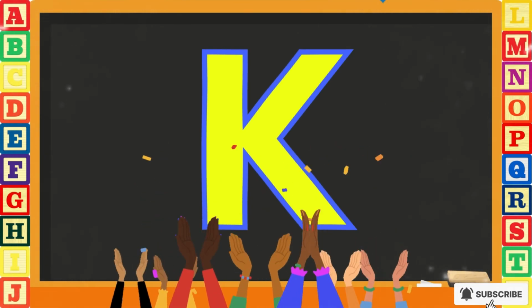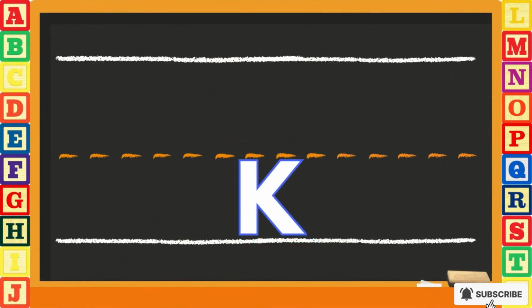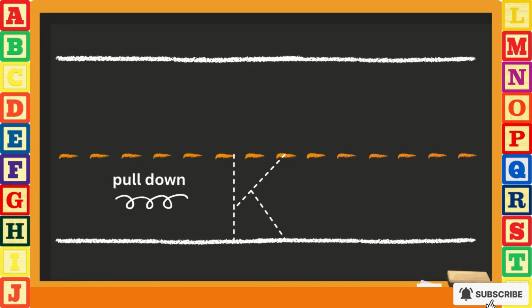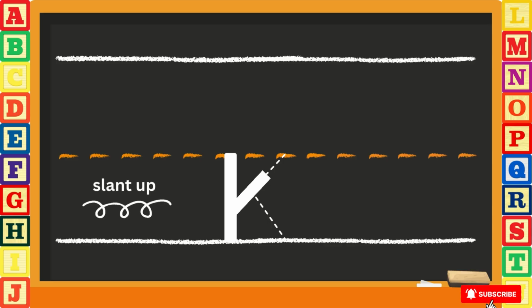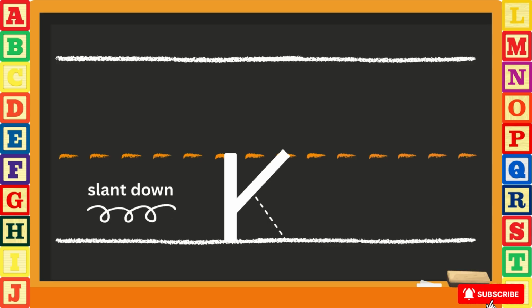Good job, kids! Now let's write the small letter K. We call this lowercase k. Pull down, slant up, slant down.